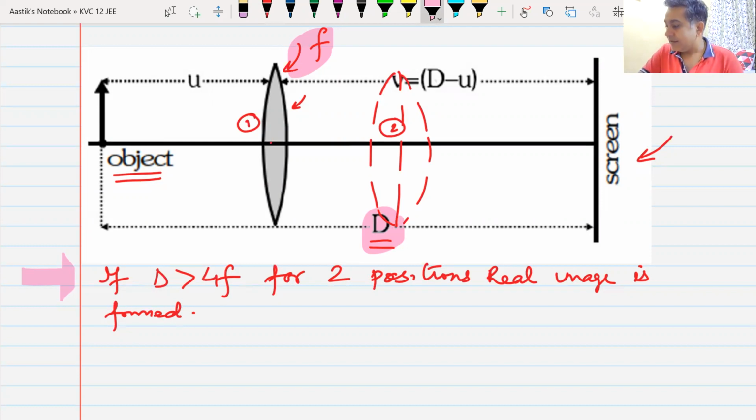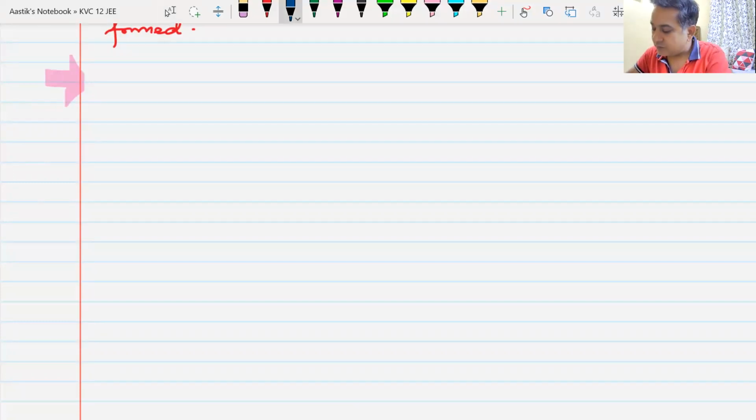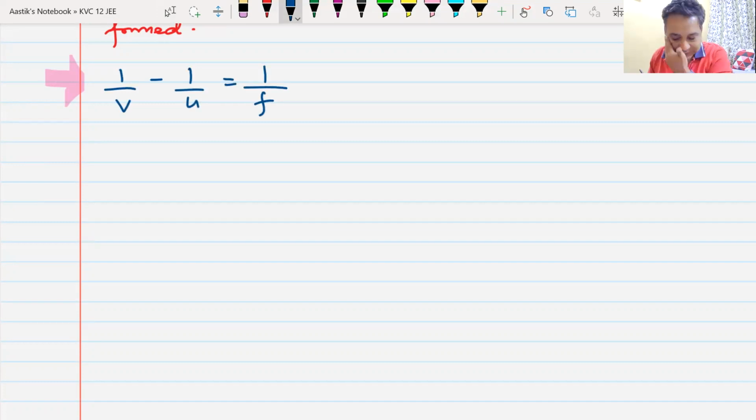Yes, sir. Then we can note down some important points. I have told you the first important point. Let me just break it up into each and everything. Now, if I use the formula 1 by v minus 1 by u is equal to 1 by f, this is the lens formula. If I use this lens formula and if I put the value of v as D minus u, I will get a quadratic equation in u. If I solve this, I will get a quadratic equation in u.